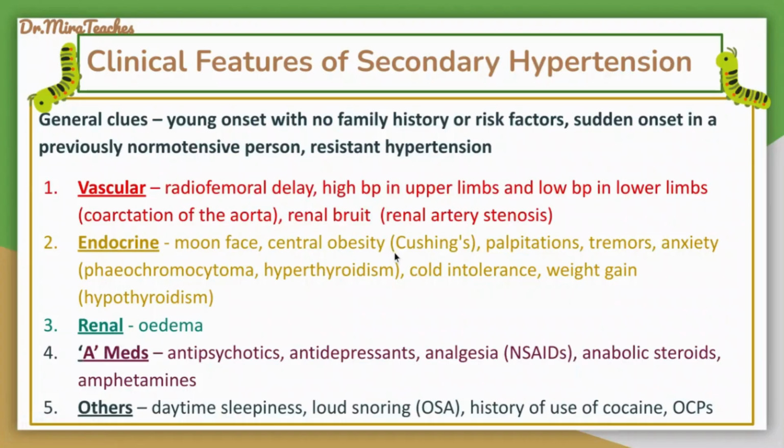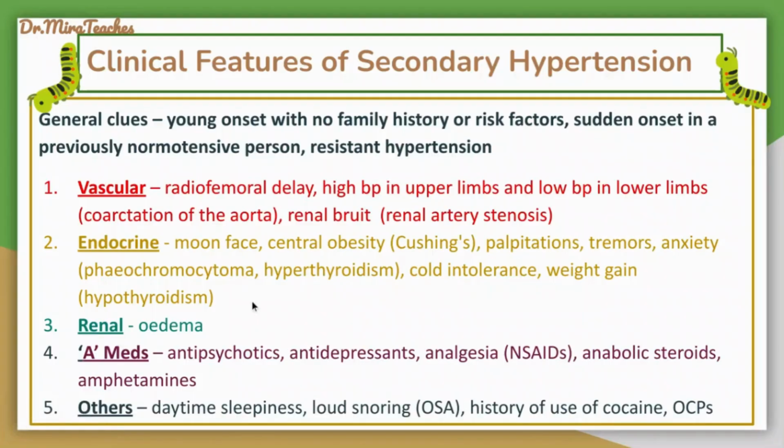In things like Cushing's syndrome, the person will have a moon face and central obesity. You can have palpitations, tremors, and anxiety when it comes to pheochromocytoma and hyperthyroidism. Then cold intolerance and weight gain in hypothyroidism.